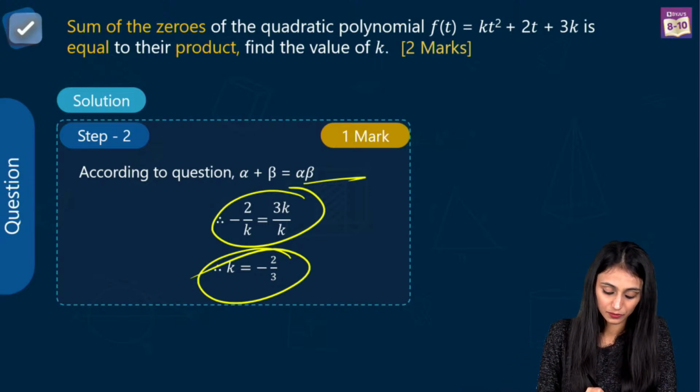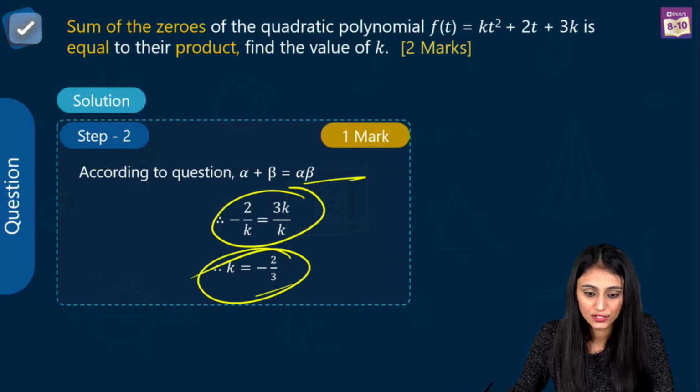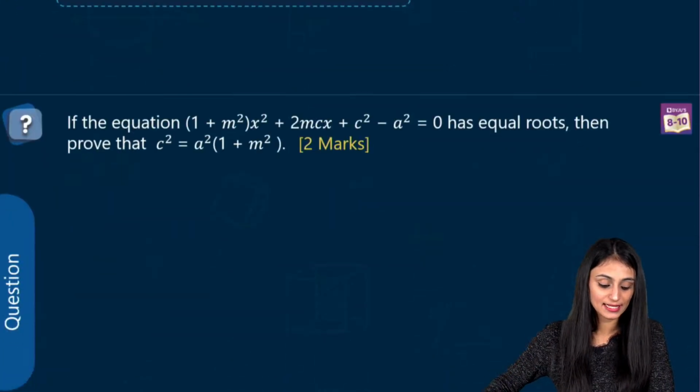This k, yes, this will be cancelled. So we have k equals to minus 2 by 3. Yes, so all of you have understood. I can see the answers. Everybody has got minus 2 by 3. All right, awesome. Let's move ahead. Let's take a look at the next question.